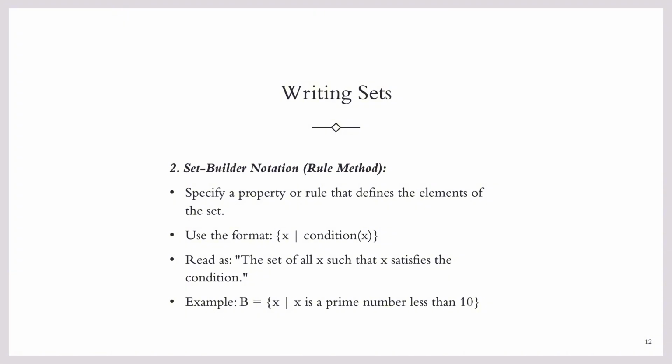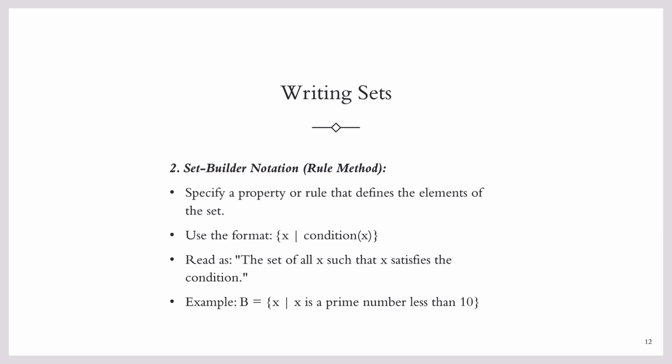Let's take an example. We can write B is equal to curly brackets x, then place a bar and then write x is a prime number less than 10. So we are basically defining a condition for x, and x would become all the numbers that satisfy this condition. We read it as the set of all x such that x satisfies the condition.